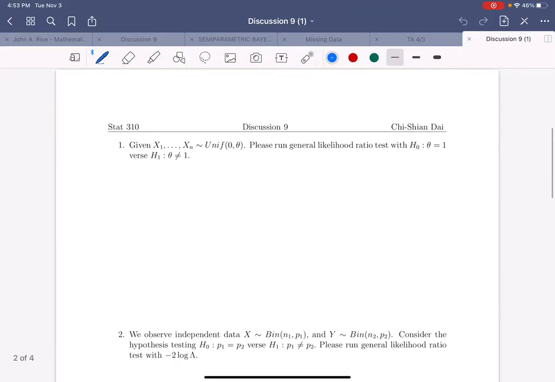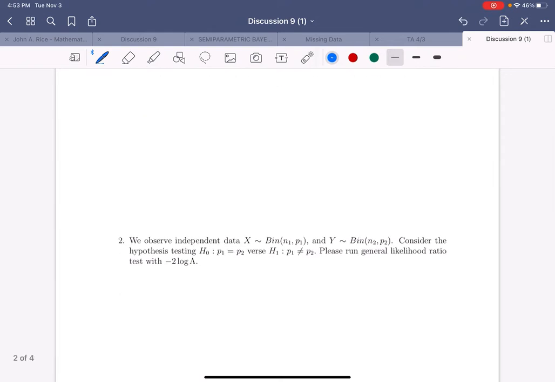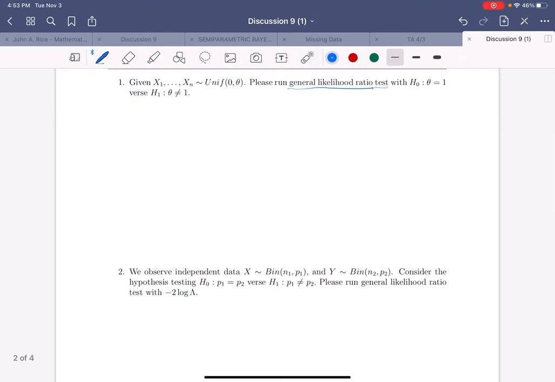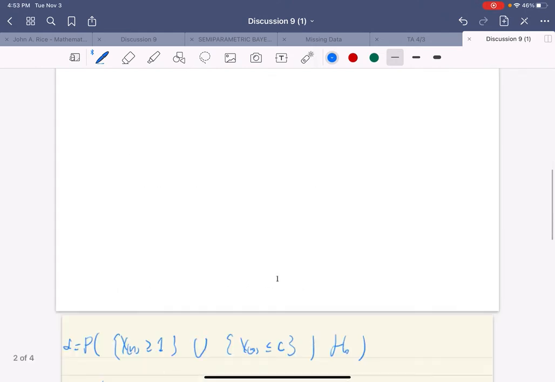Okay. So today we have more examples about the general likelihood ratio test. The first question is when we have n data, they are uniform on 0 to theta. We want to run a general likelihood ratio test with the null theta equal to 1 versus theta not equal to 1.